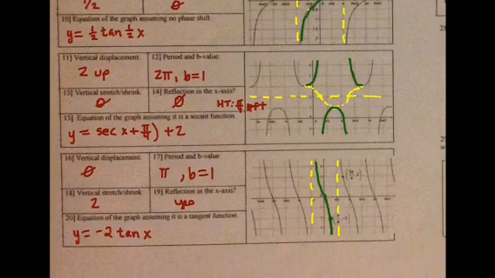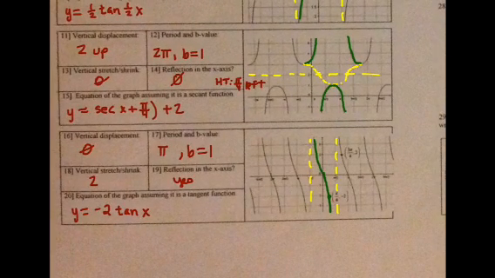16 to 19. Again, this shape right here, it's either a tangent or a cotangent, and it tells you here, you make it a cotangent. So here I highlighted the period I'm going to analyze for the equation. Vertical displacement none. The period is pi, because from here this is negative pi over 2 and positive pi over 2. So this is pi, so that means b is 1.